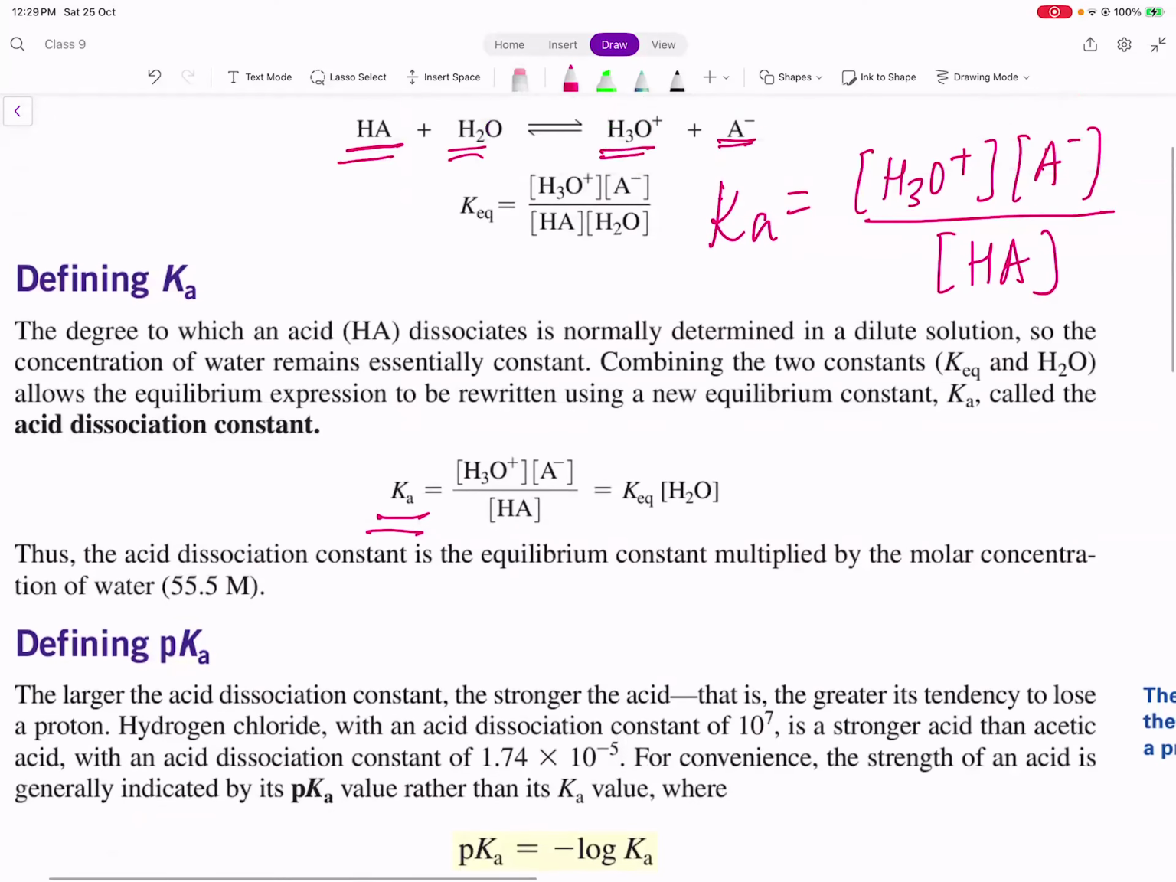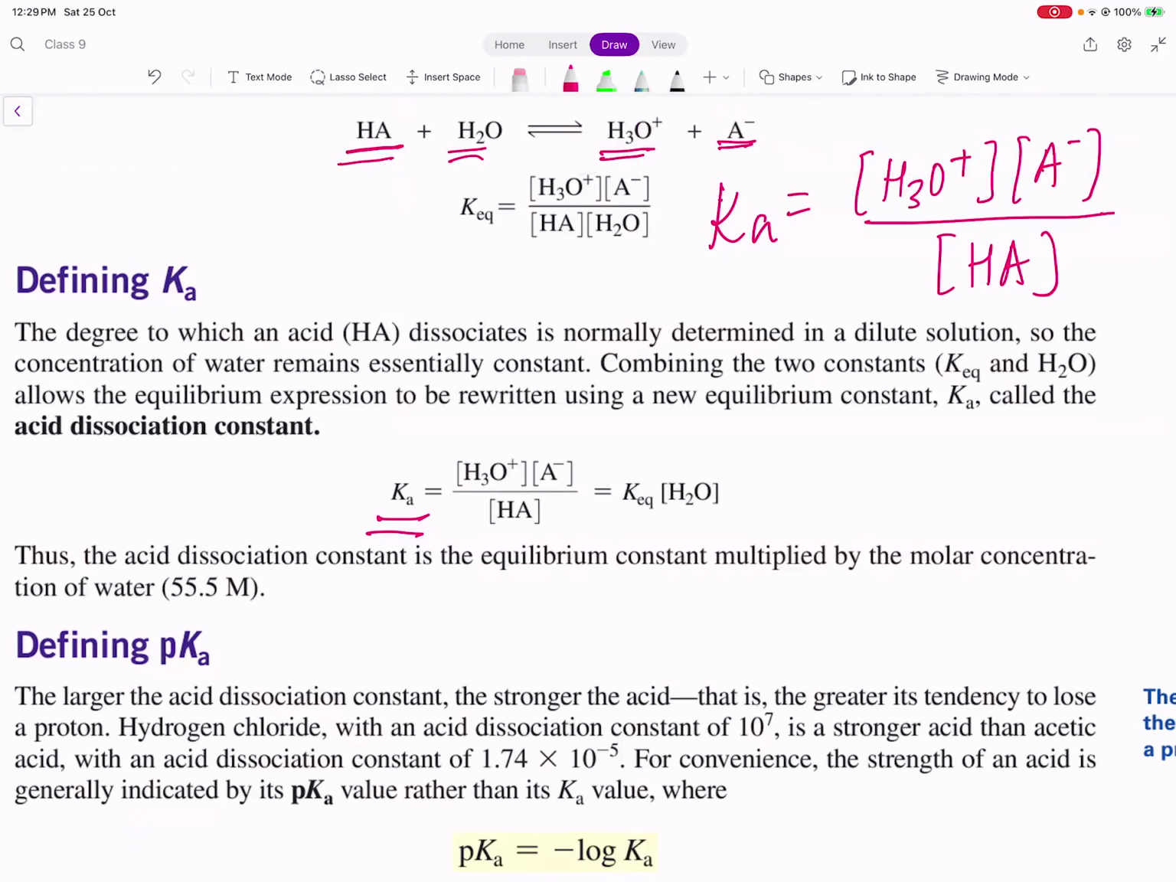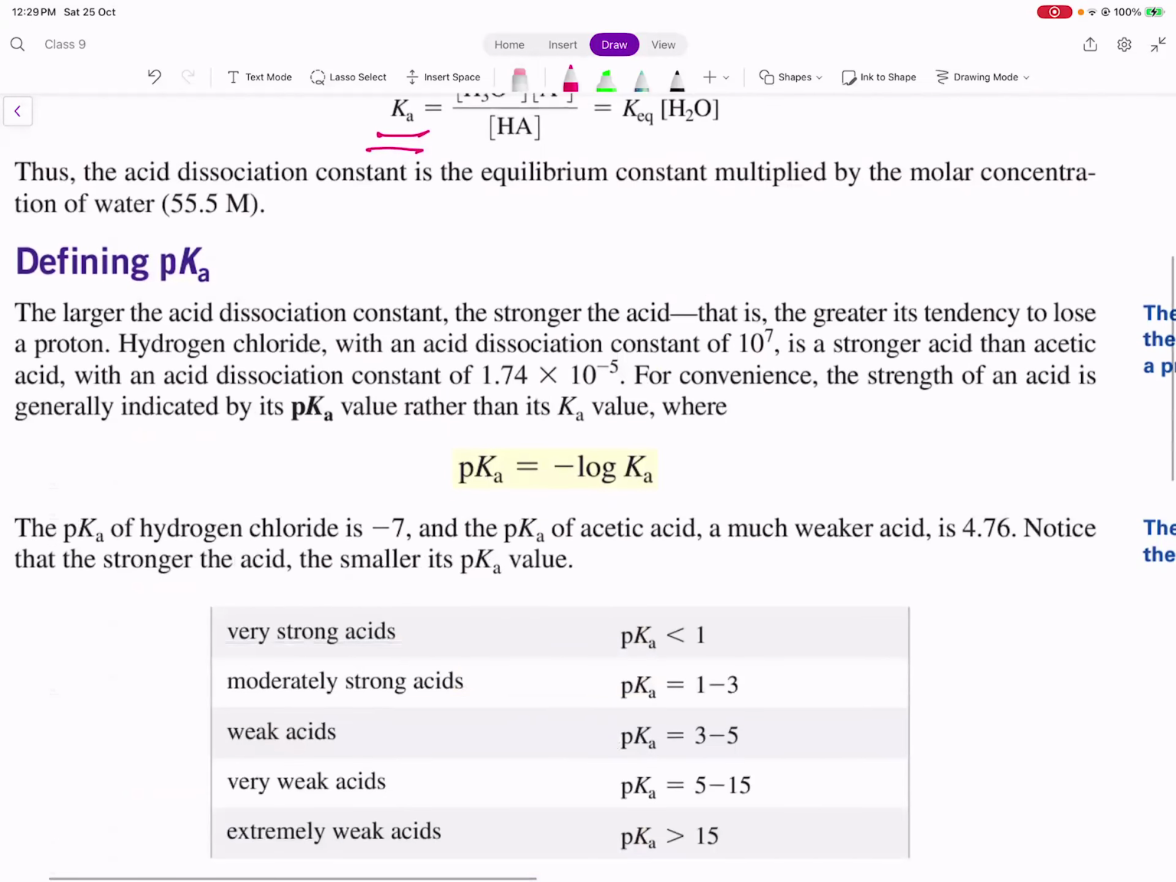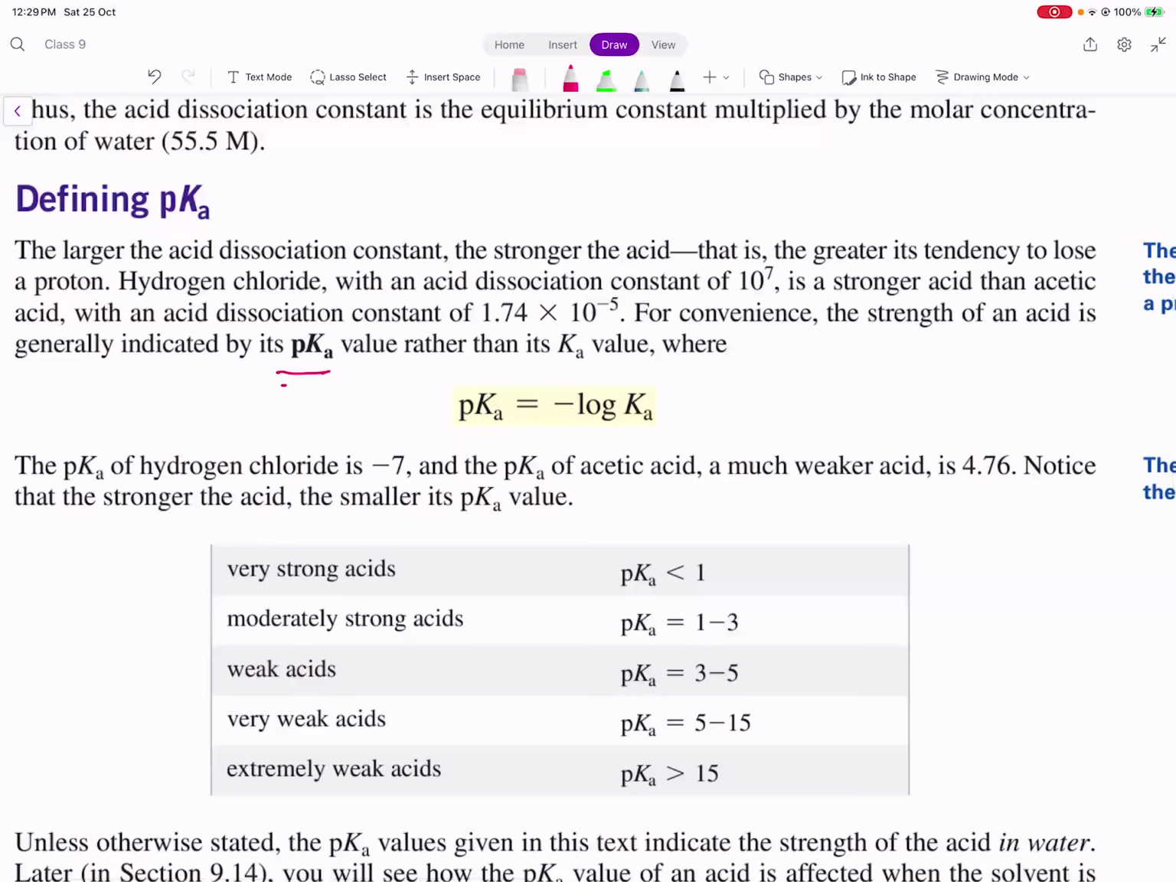So this is how it is. Now defining Ka. I just told you how to define Ka. Now pKa is defined as negative log of Ka. So for example, Ka is given as 1.74 times 10 to the power minus 5. We will simply take negative log of Ka for this. Negative log of 1.74 times 10 to the power minus 5 turns out to be 4.76.